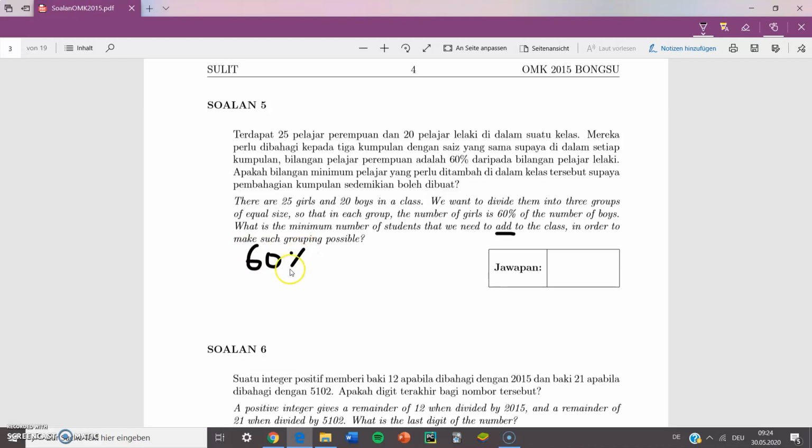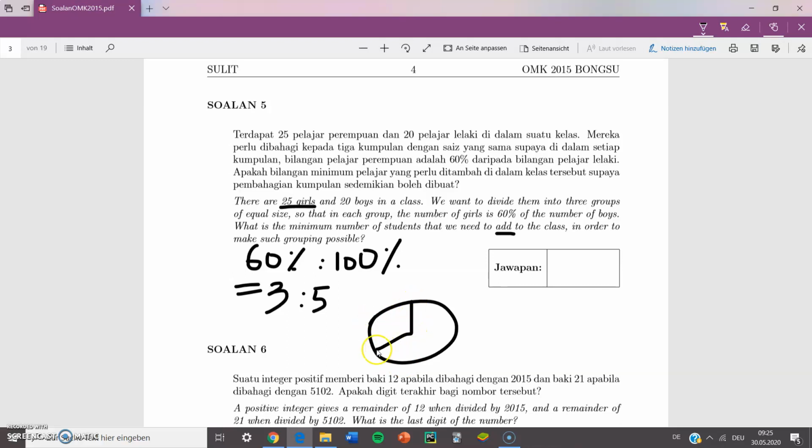Okay. So in each group the number of girls is 60% the number of boys, so the ratio would be 60% to 100%. So, okay, then the ratio would simplify down to 3 to 5. And then prior to that, you need to divide these into 3 groups. So the number of girls should divide 3 times 3 equals 9 because you have already divided them into 3 groups. And then in 3 groups, you have to have 3 equal parts compared to 5 equal parts for boys.